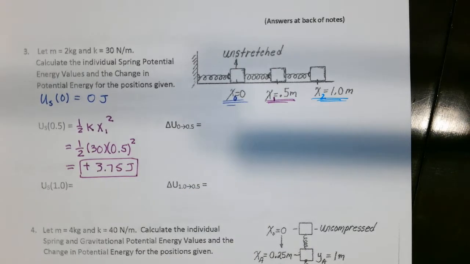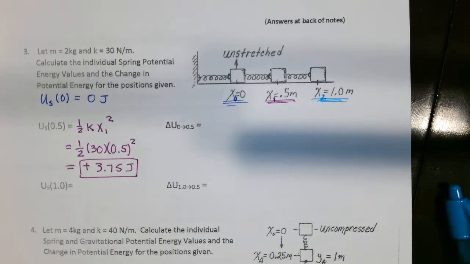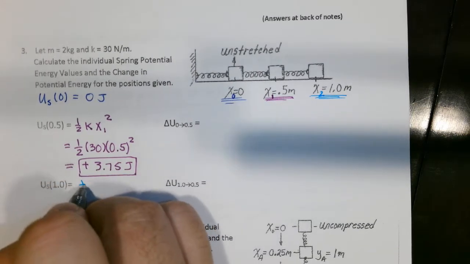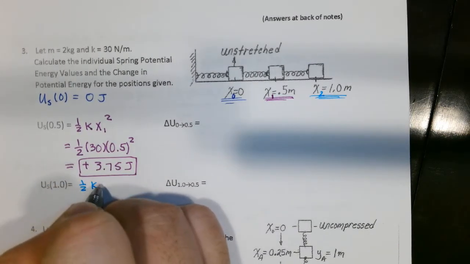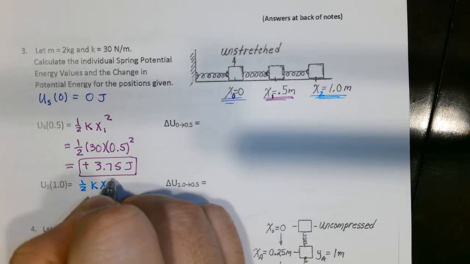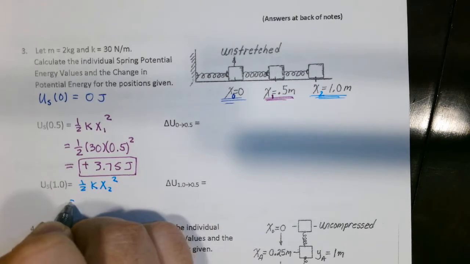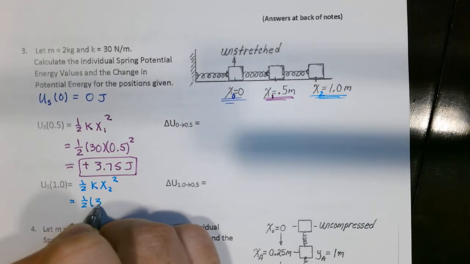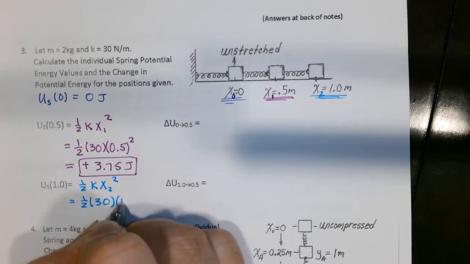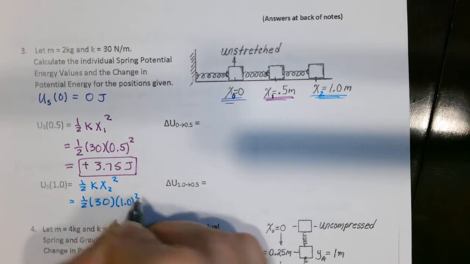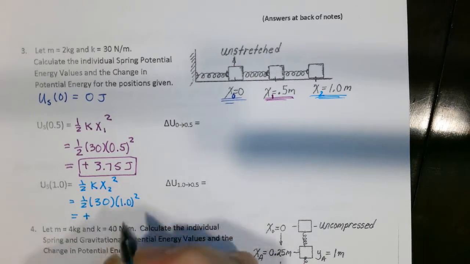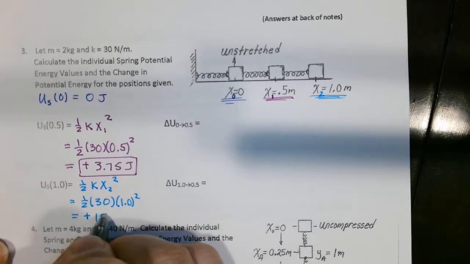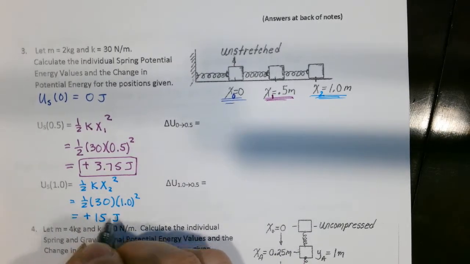Boom. And of course, here we have 1/2 k times x2 squared. Therefore, 1/2 times 30 times 1.0 squared, so we'll get positive 15 joules.